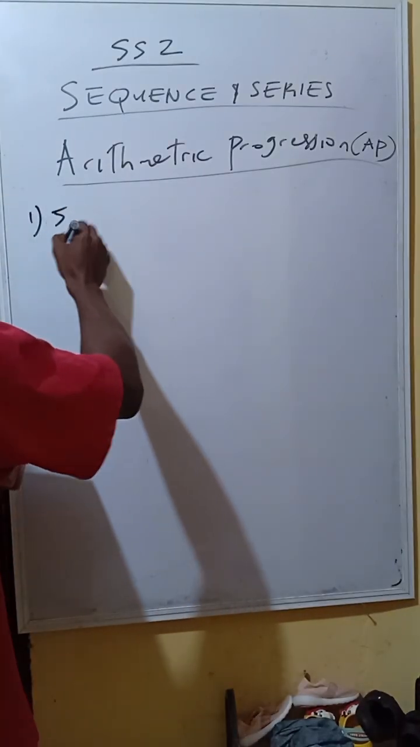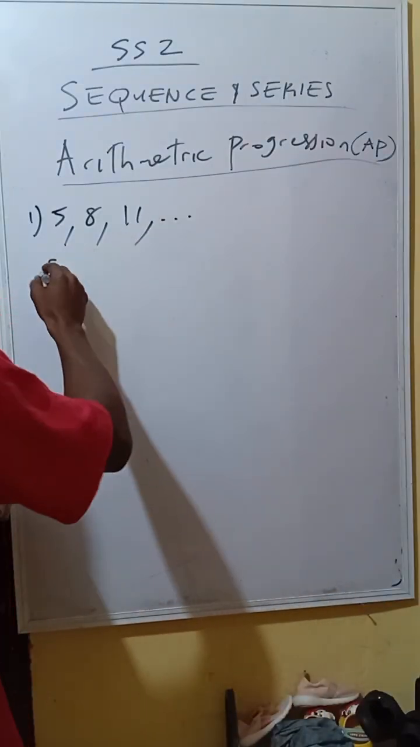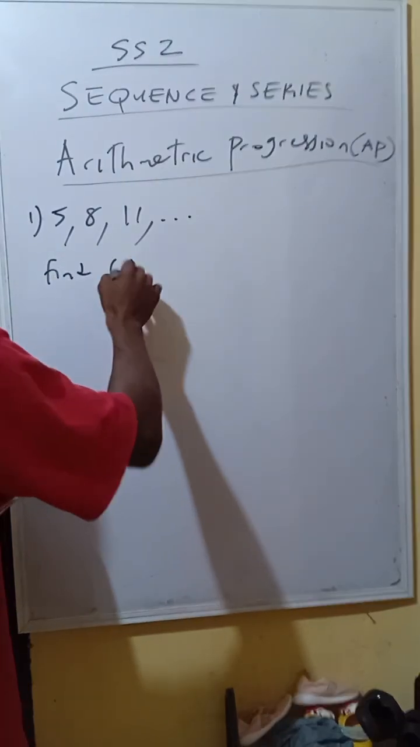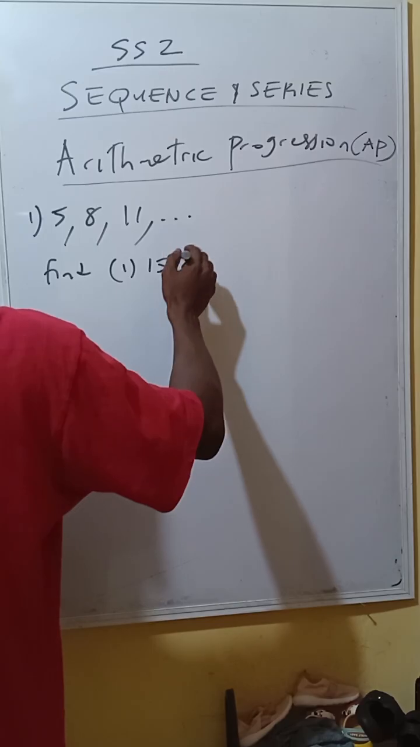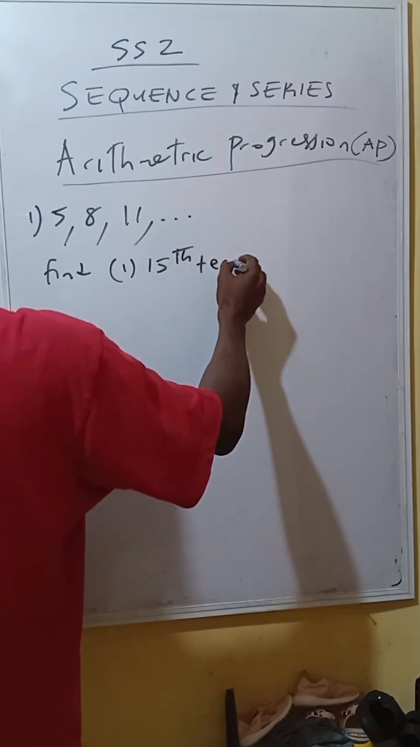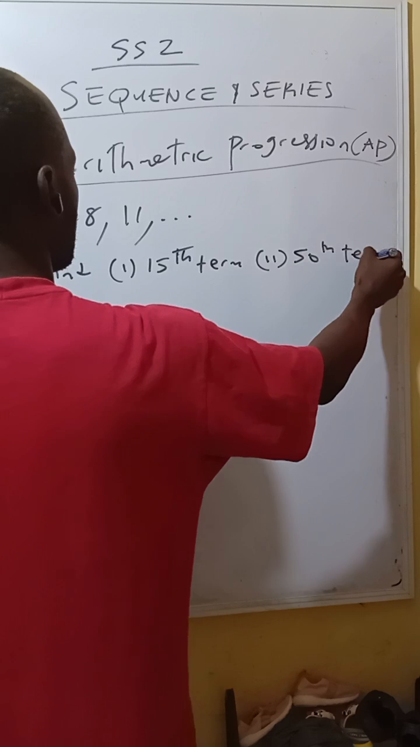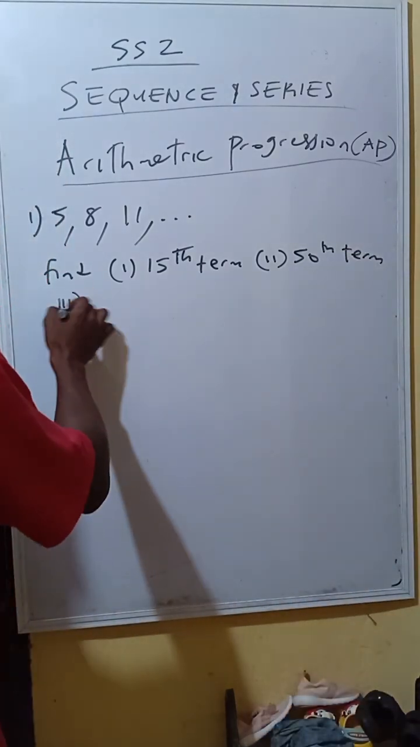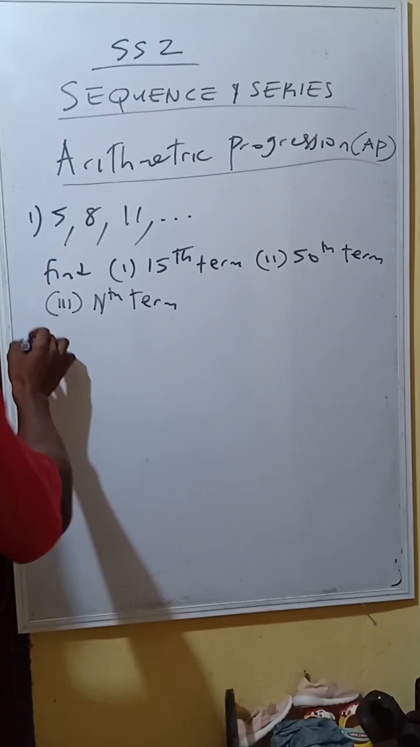Number 1: 5, 8, 11. Find 1, the 15th term, 2, the 50th term, 3, the nth term.